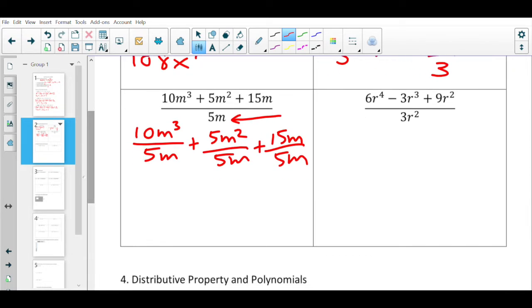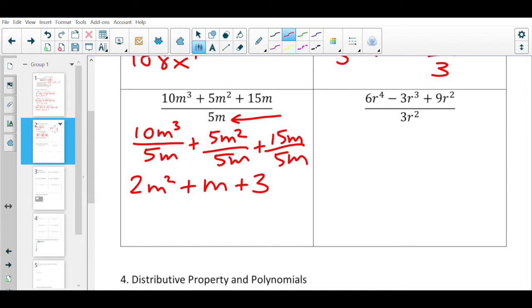10 divided by 5 is 2. m cubed divided by m is m squared. 5 divided by 5 is 1, so we're left with m squared divided by m, which is just m. Plus 15 divided by 5 is 3, and m divided by m is just 1, so we're left with 2m squared plus m plus 3.